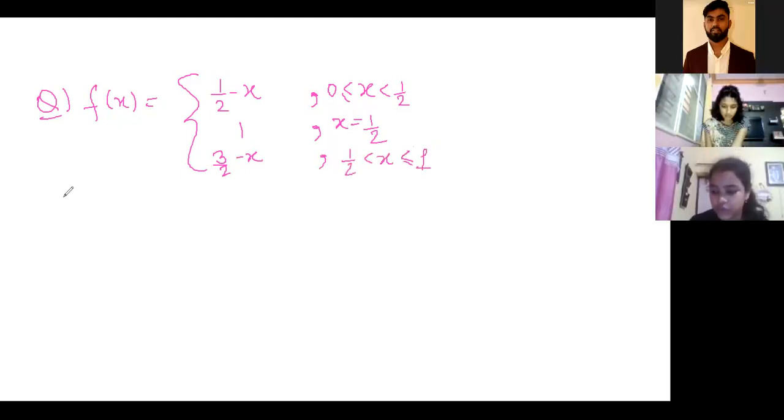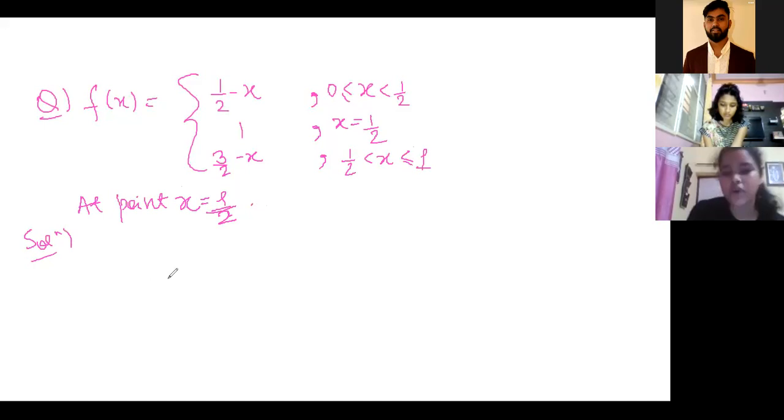So what we have to do, at the point x equals half, we have to discuss the continuity of this function. So again, like the previous question, what we are going to do.